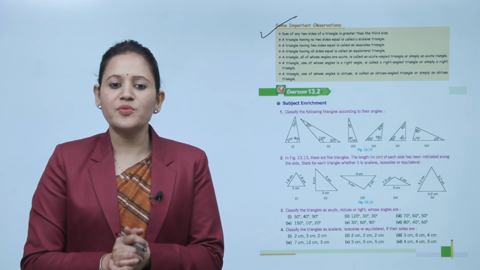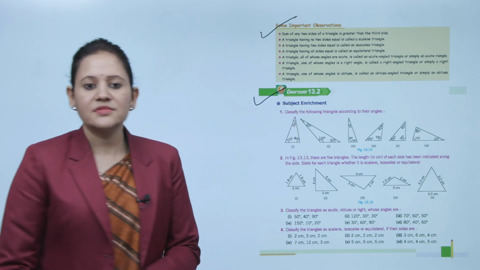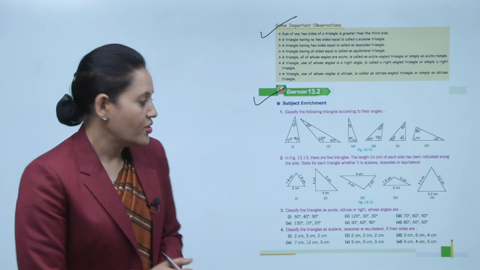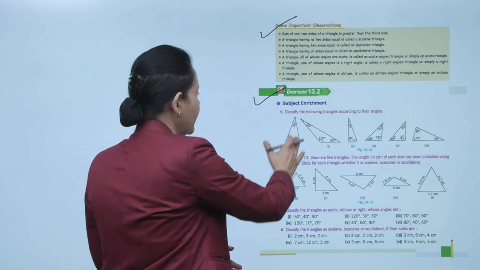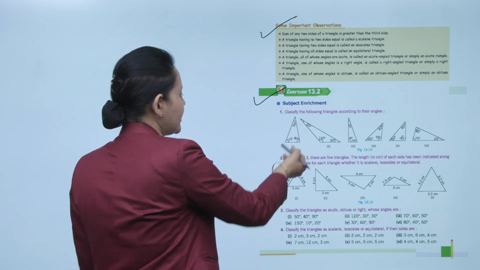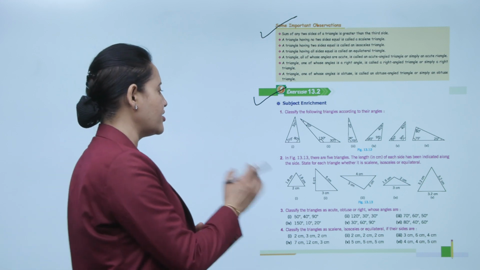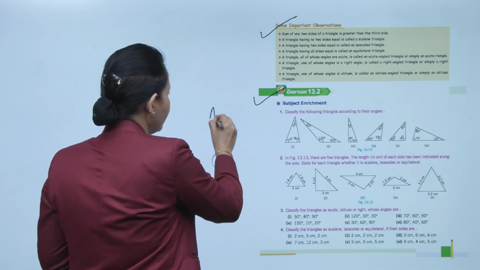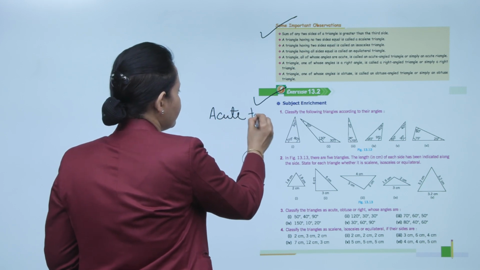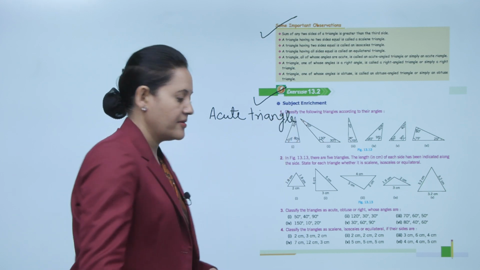Next is exercise 13.2. Subject enrichment. Classify the following triangles according to their angles. In the given triangle, the angles are 30 degrees, 80 degrees and 70 degrees. All are less than 90 degrees, which means all angles are acute. So this is called an acute triangle, or acute angle triangle. Clear?